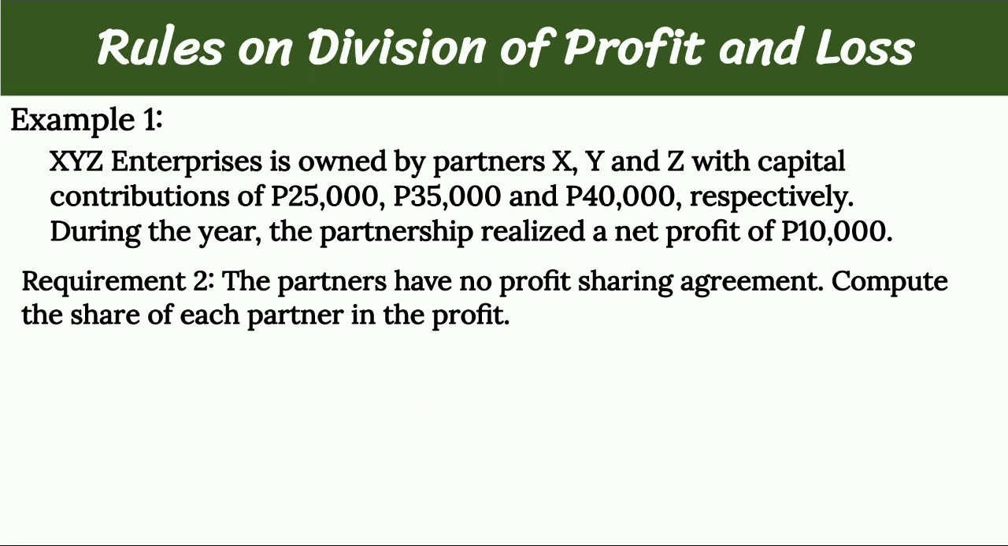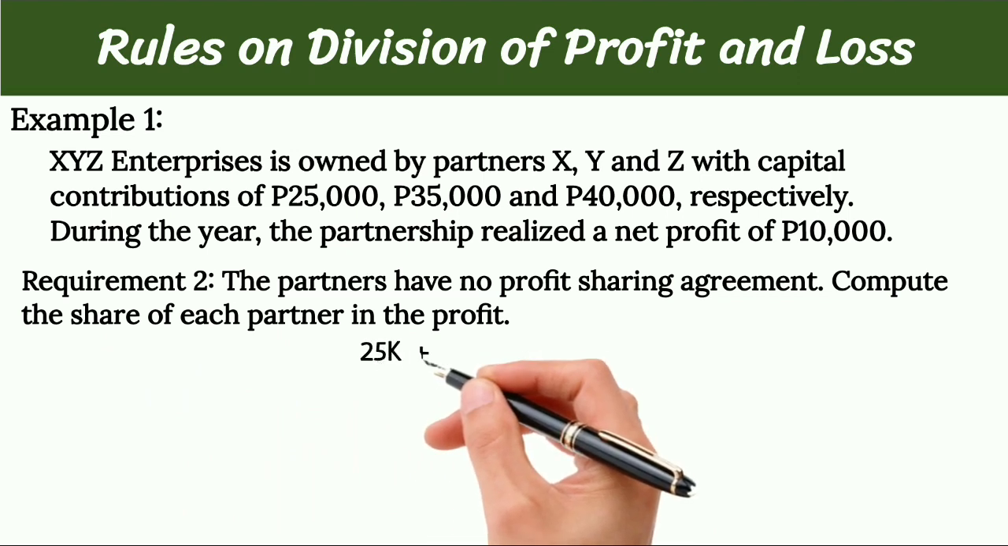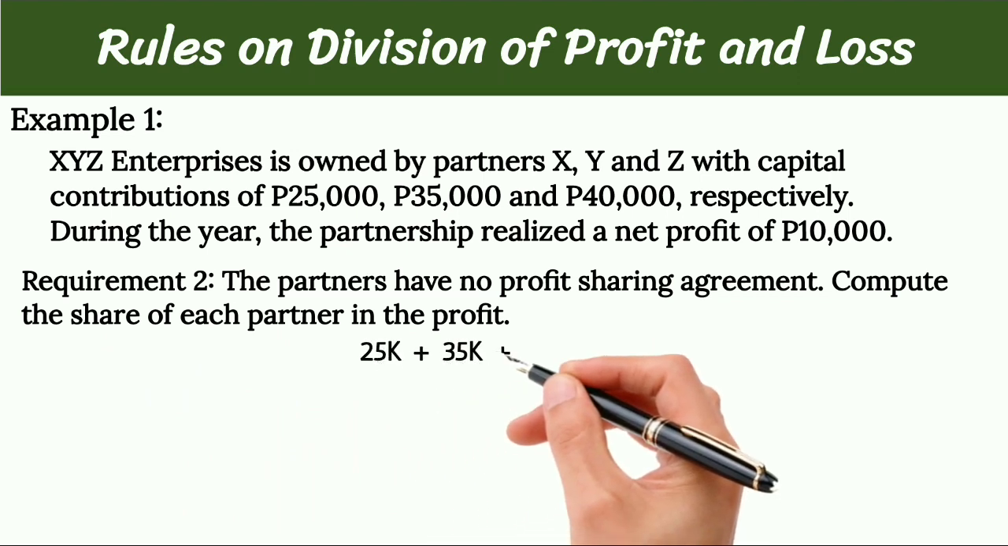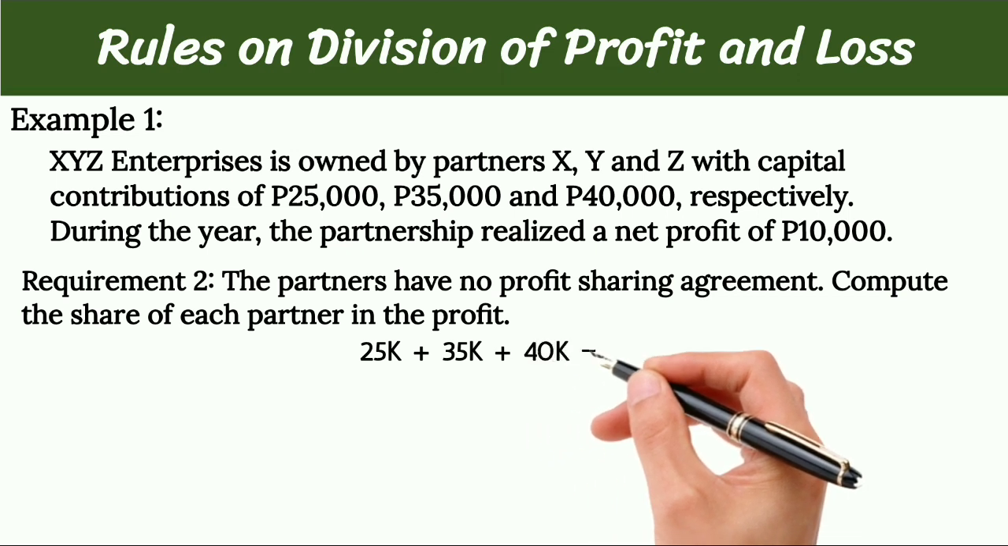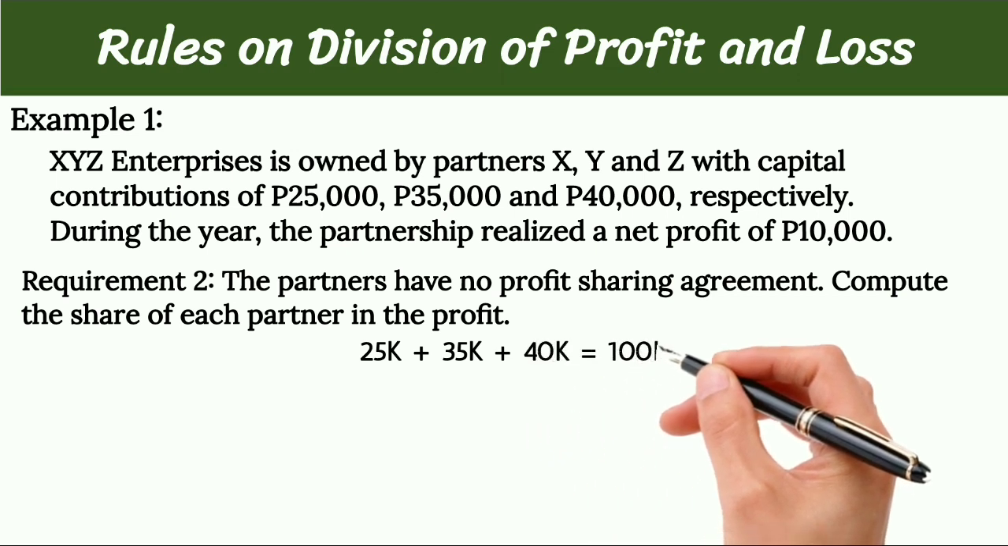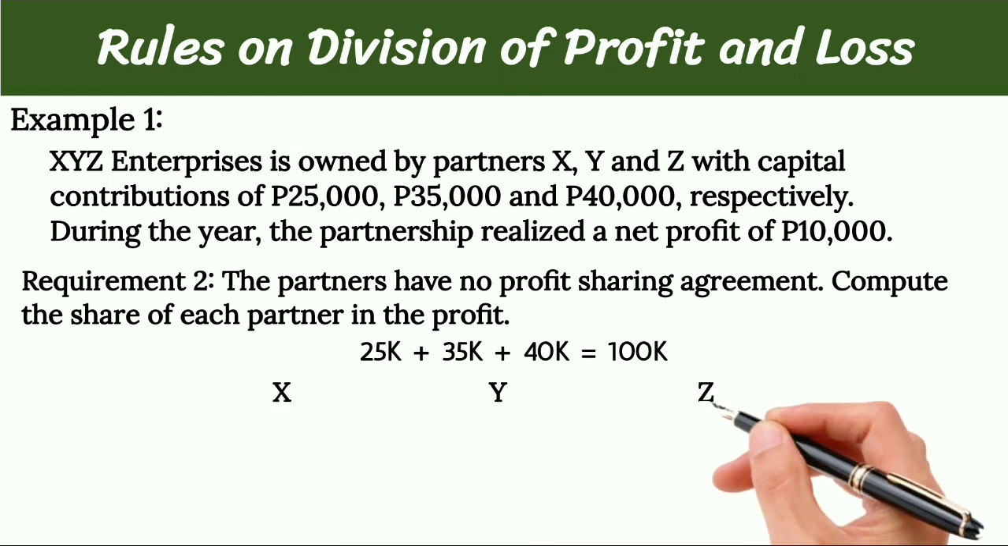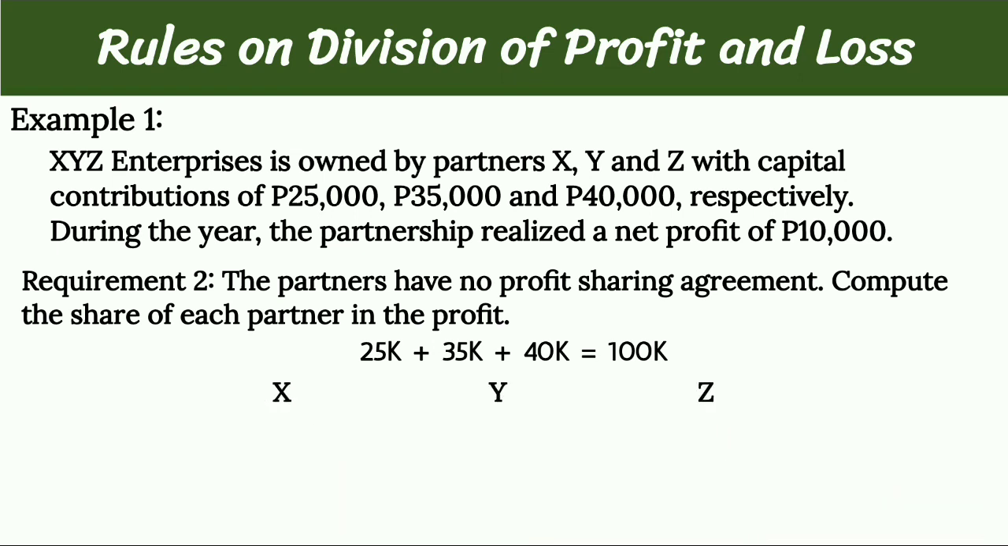Ang capital contribution ni X ay 25,000 pesos. Ang capital contribution ni Y ay 35,000 pesos at ang capital contribution ni Z ay 40,000 pesos. I-add lang natin yung capital contributions nila, 25,000 pesos plus 35,000 pesos plus 40,000 pesos, that is equal to 100,000 pesos. Yang 100,000, yan yung magiging denominator.